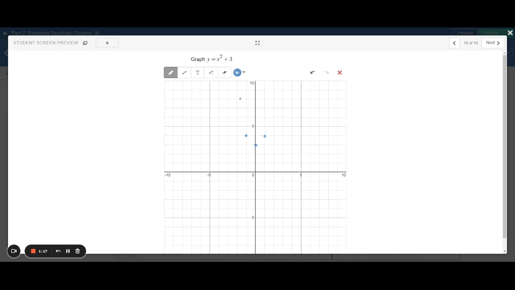Let me put another number in there. I'm going to put a 2 in there. So what's 2 squared? 4 plus 3 is 7. So if I put a 2 in there, I get a 7. So I'm going to go right here. And again, I'm going to mirror image it. And then I'm going to do my best to connect these dots. I'm also going to do my best to try to make it look more of a U than a V. That's kind of hard freehand.